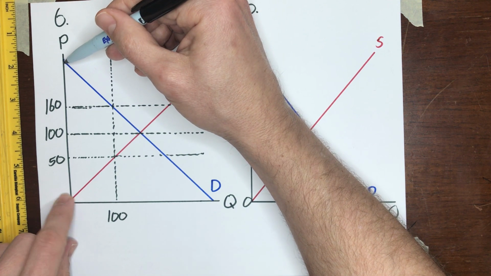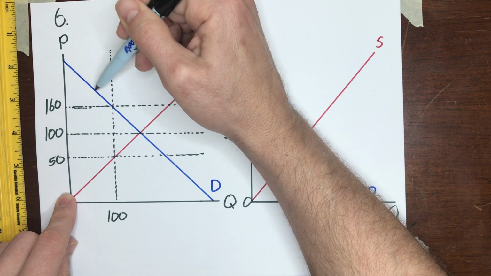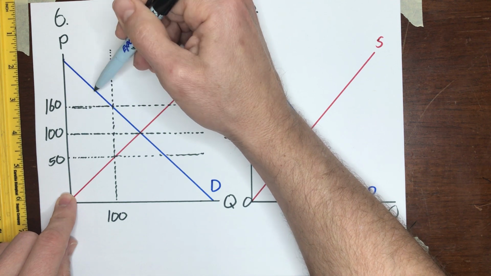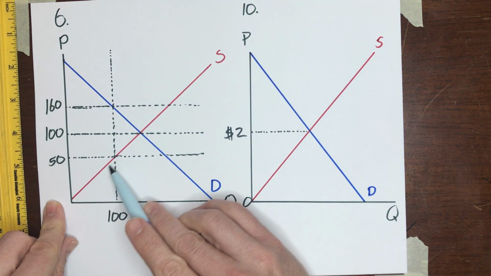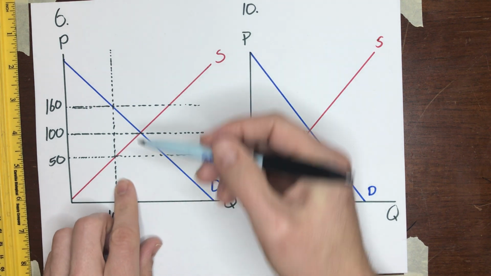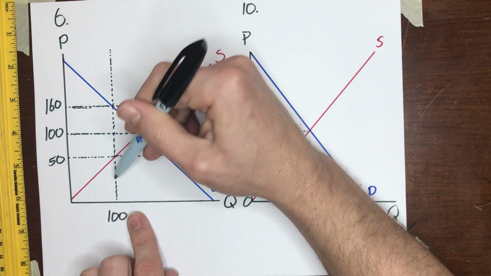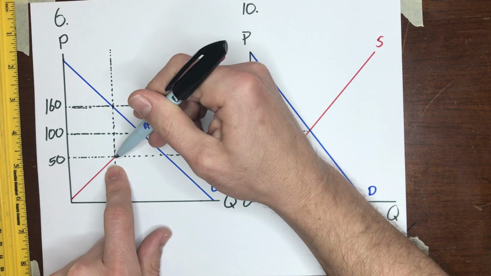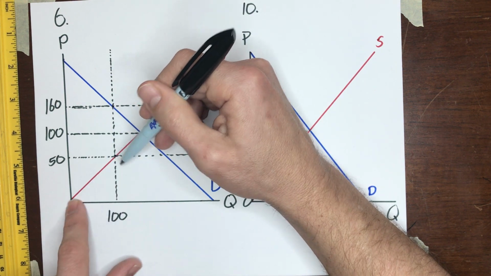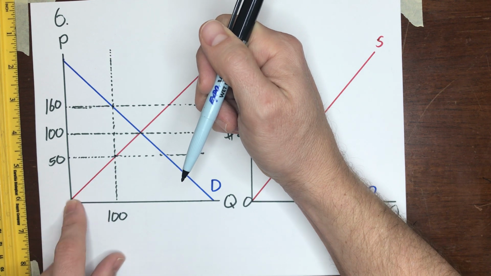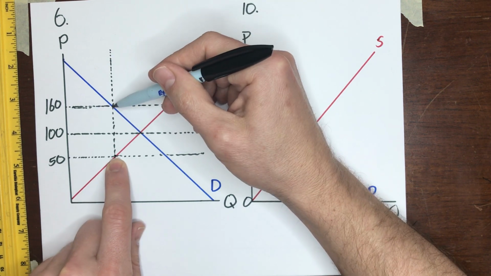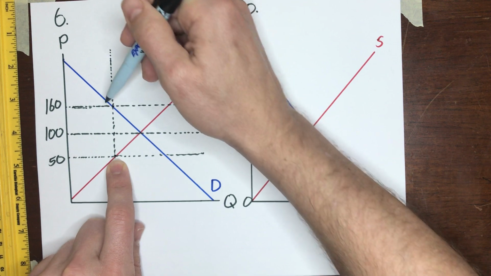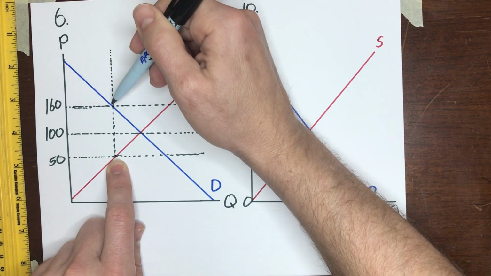But that price range leaves out all of these other buyers down the demand curve and all of these other sellers up the supply curve. And so the point here at 100 units, this tells you at a price of $50, all of these sellers would be willing to sell. And at a price of $160, all of these buyers would be willing to buy.